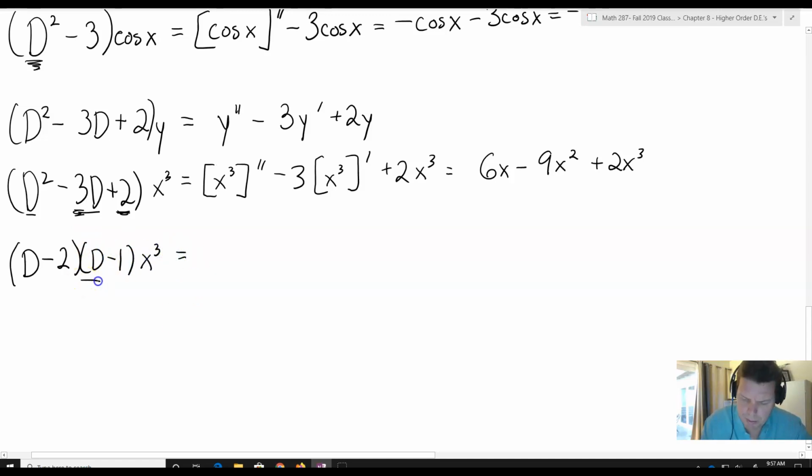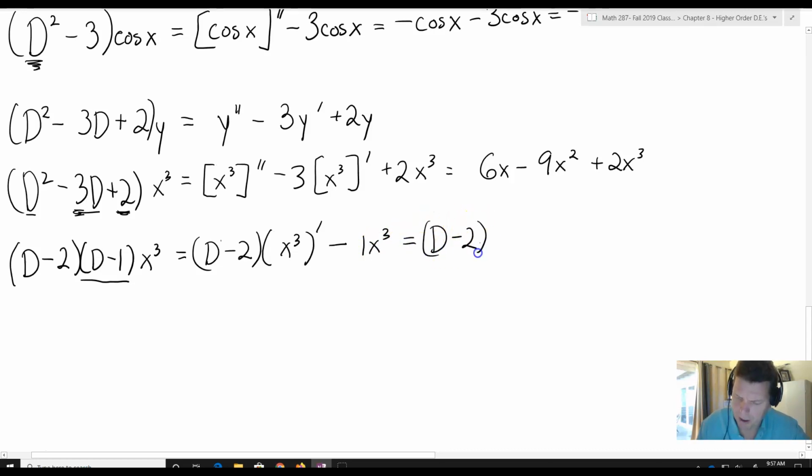So what we'll do is first operate on x cubed with D minus 1. We'll do that one first. That's our linear operator. And so this is now going to give me D minus 2 times x cubed prime minus 1 x cubed. And this is then going to be D minus 2 operating on 3x squared minus x cubed.